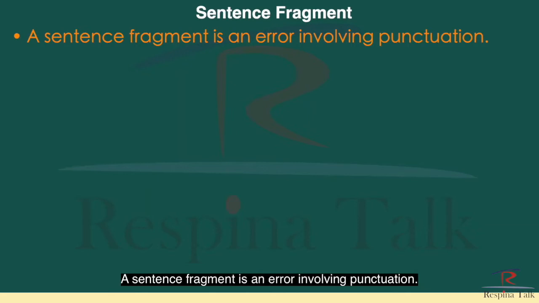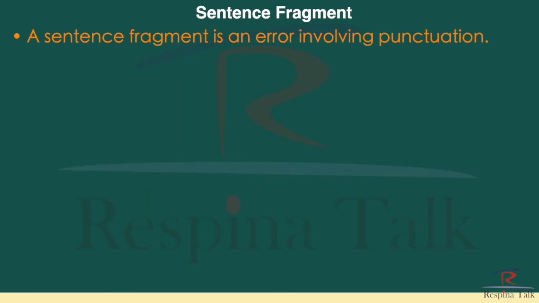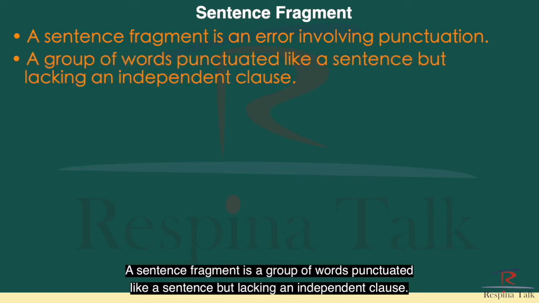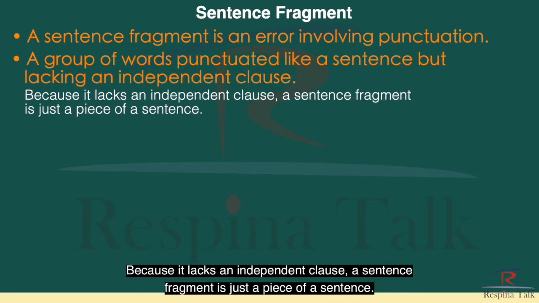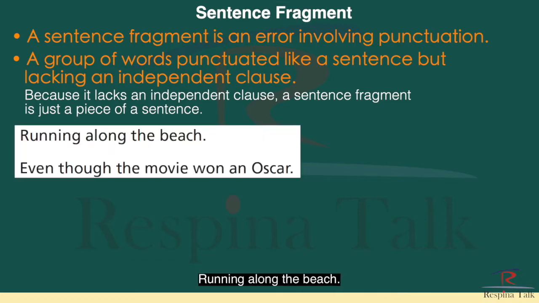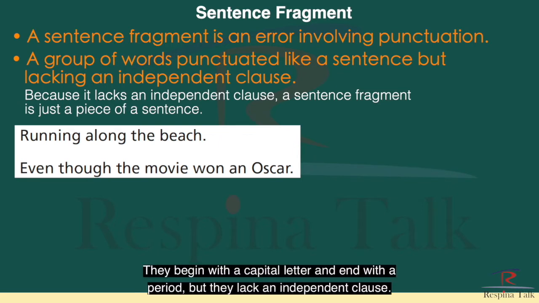A sentence fragment is an error involving punctuation. A sentence fragment is a group of words punctuated like a sentence, but lacking an independent clause. Because it lacks an independent clause, a sentence fragment is just a piece of a sentence. Here are some examples. Running along the beach. Even though the movie won an Oscar. These so-called sentences are actually frauds. They begin with a capital letter and end with a period, but they lack an independent clause.